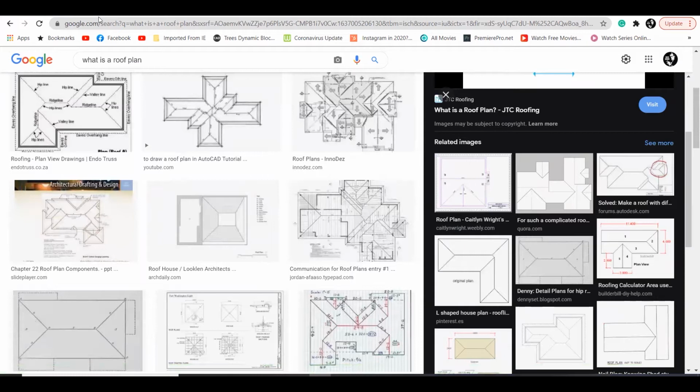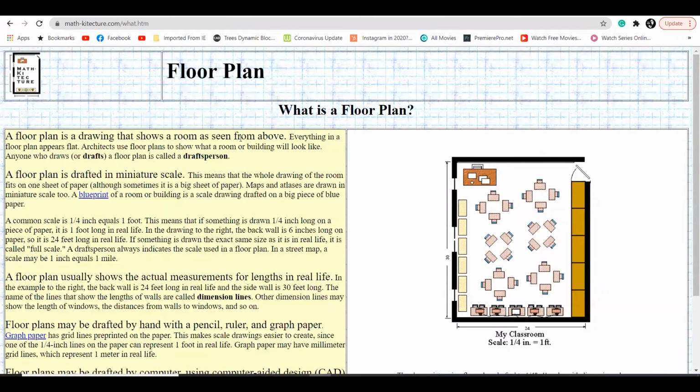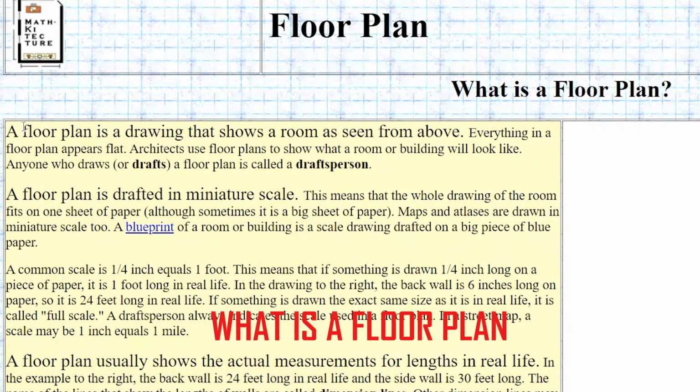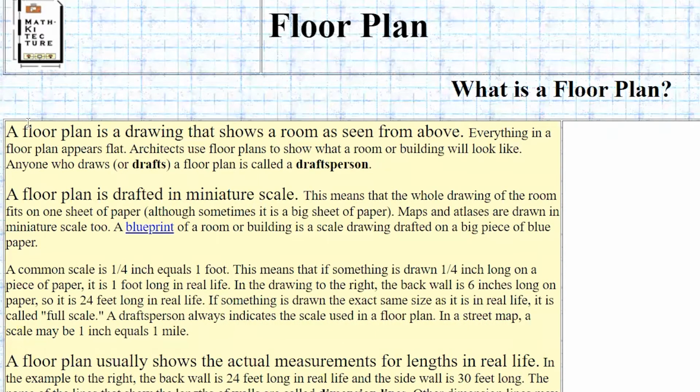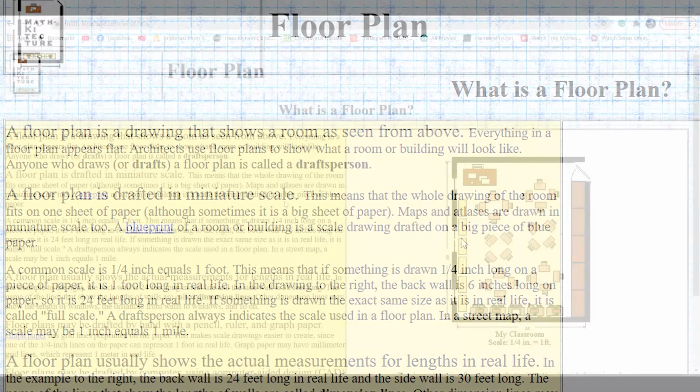So now let us go to a floor plan. Now we'll go to a different site to get this definition. A floor plan is a drawing that shows a room as seen from above. Everything in a floor plan appears flat. Architects use floor plans to show what a room or building will look like. Anyone who draws or drafts a floor plan is called a draftsperson, right?